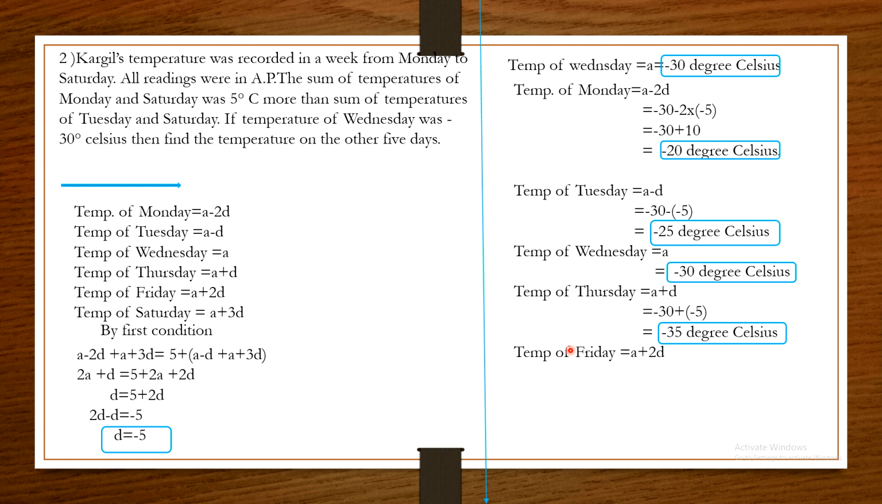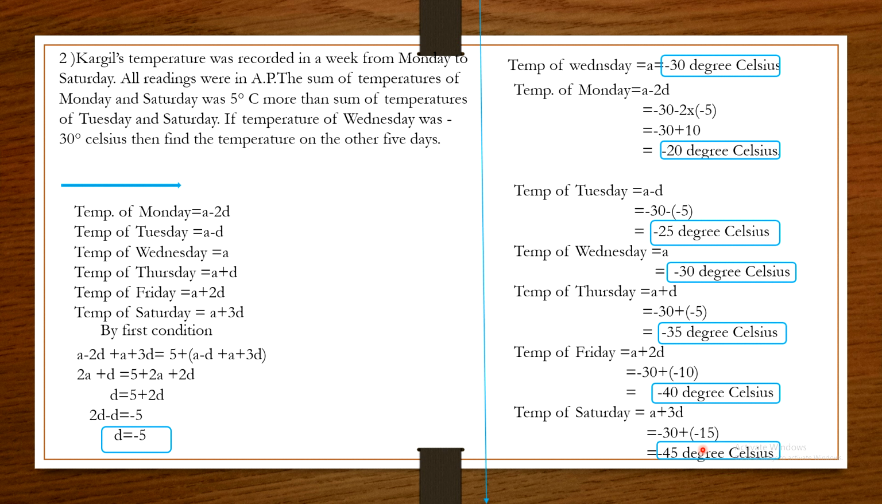Now the temperature of Friday is a + 2d, that means -30 + 2 × (-5), that is -10, so we get -40 degrees Celsius. Now the temperature of Saturday is a + 3d. So a means -30 plus 3 × (-5), which is -15, so we get -45 degrees Celsius. These are the temperatures of all these days.